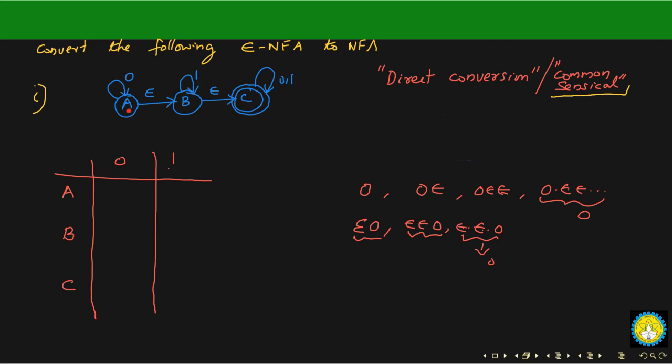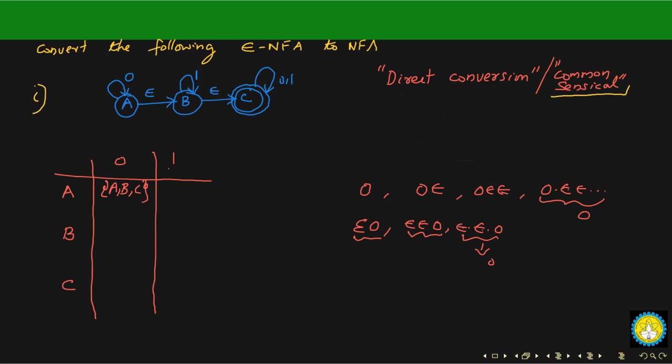So it means that on the transition on 0 upon A, I can actually reach anywhere. I can reach A itself, I can reach B, and I can also reach C by using the epsilon transitions. Look at here, 0 epsilon gets me to B, 0 epsilon gets me to C. So all these states are possible upon 0 transition. So let me write that here. It means that I can go to A, B, and C upon 0 transition, right?